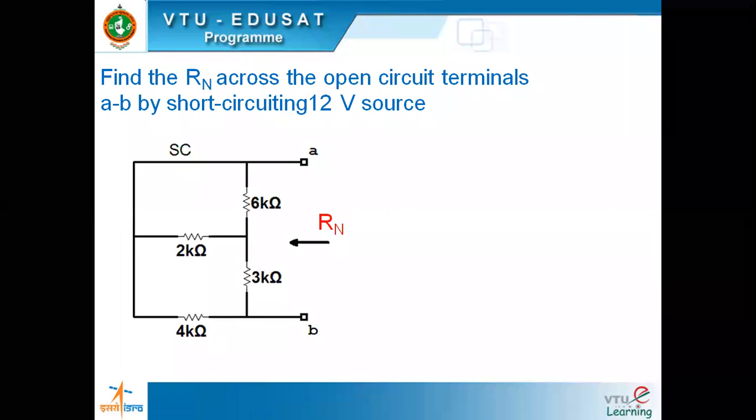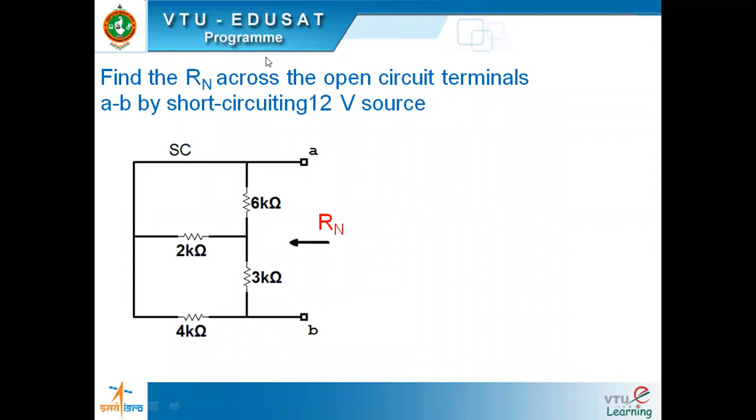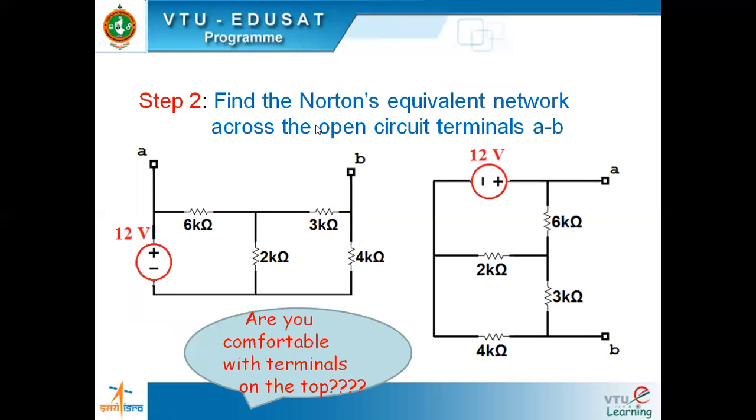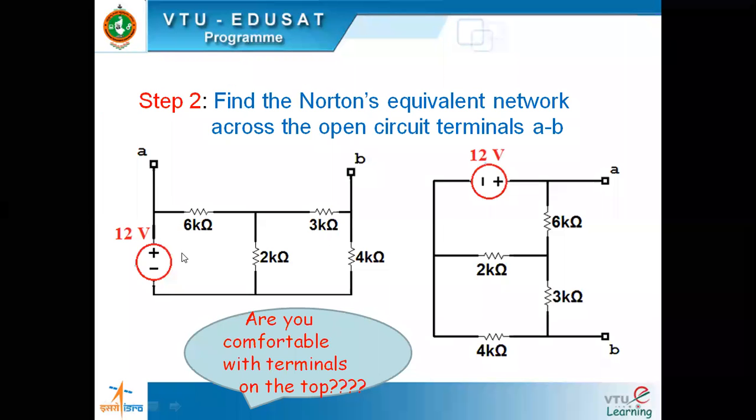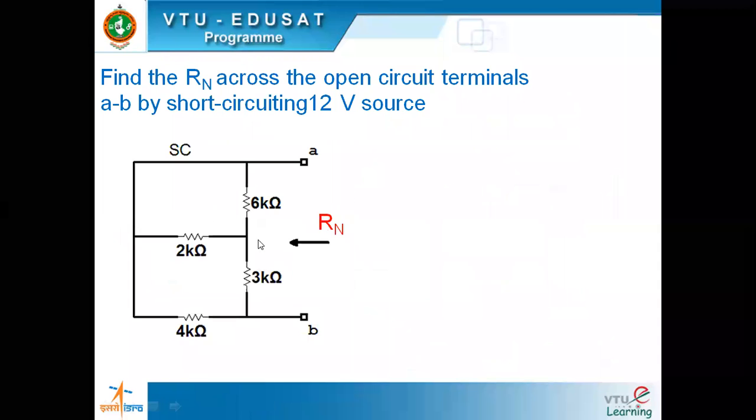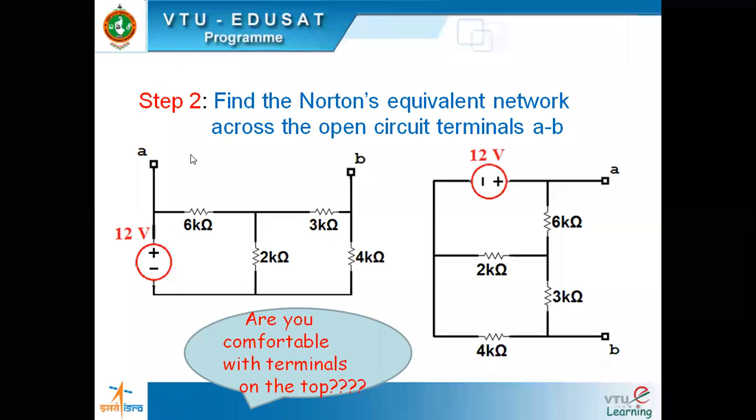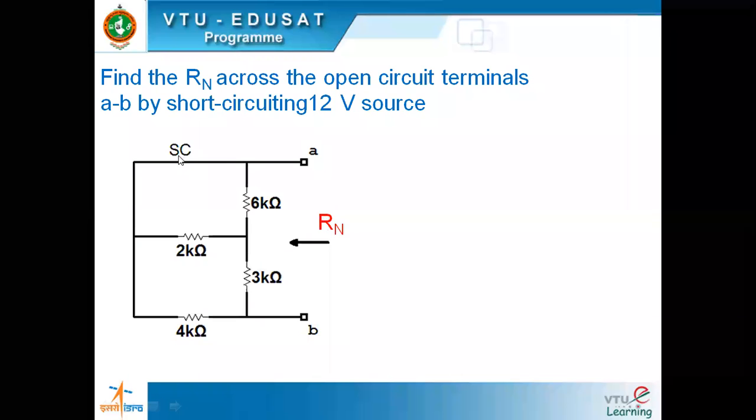So to find Rn, what did we do? Across the open circuit terminals AB, we are short circuiting the 12 volts. The only source is a voltage source, so we can deactivate that. How can we turn that off? By short circuiting it. So we have short circuited it. See here, where the voltage was, that is short circuited now.